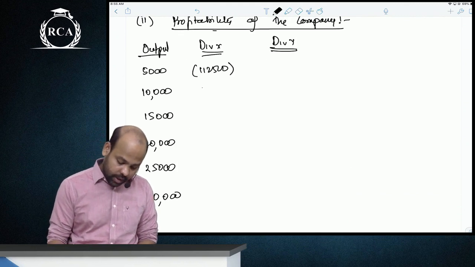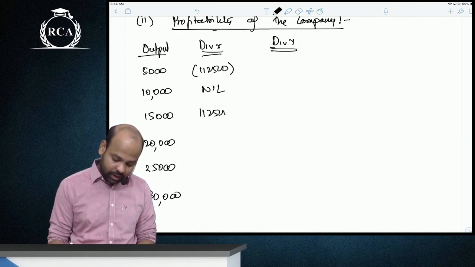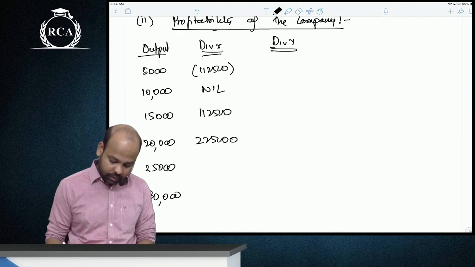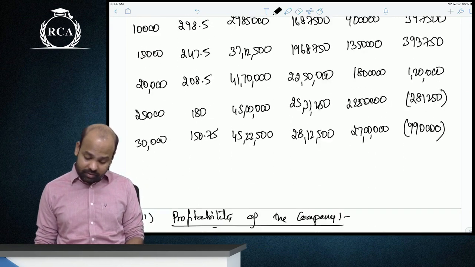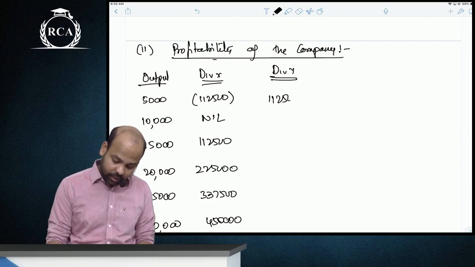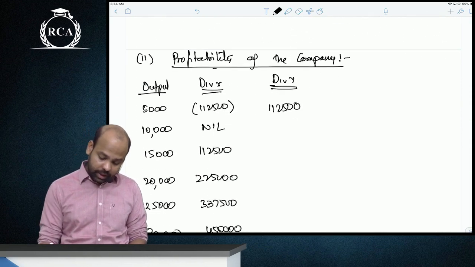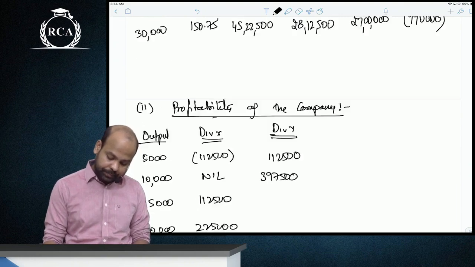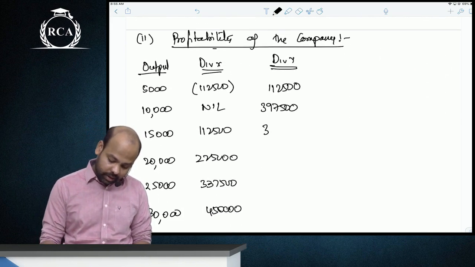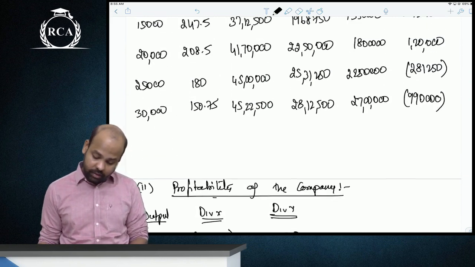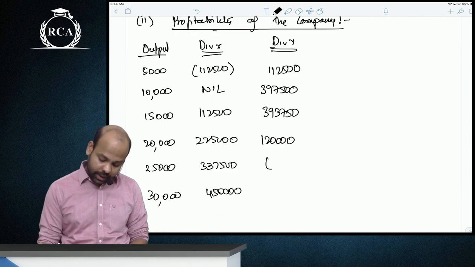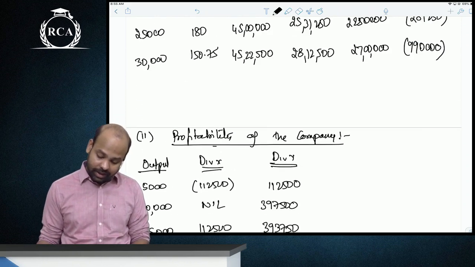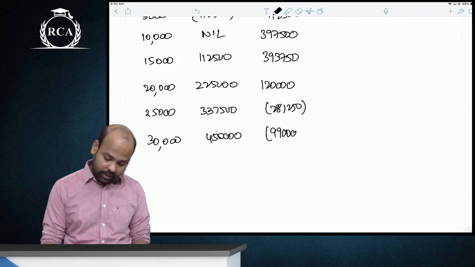Yes, sir. And here beta 0. Here 1,12,500, 2,25,000, 3,37,500, 4,50,000. This is the amount of profits of division X. Division Y beta, first they're making a profit of 1,12,500, then 3,97,500, 3,93,750, 1,20,000, 2,81,250, and 9,90,000. 9,90,000, guys.